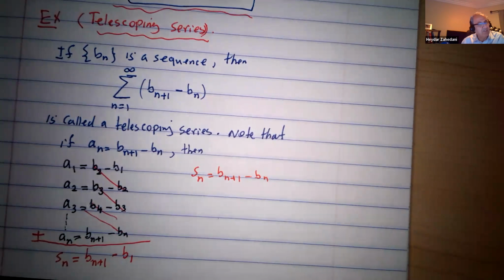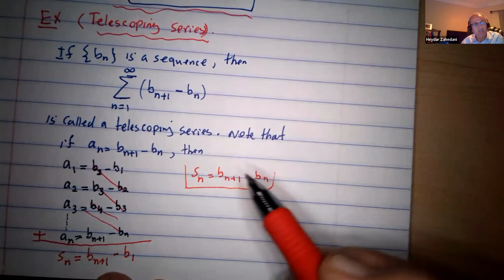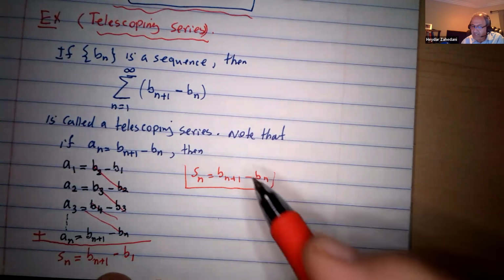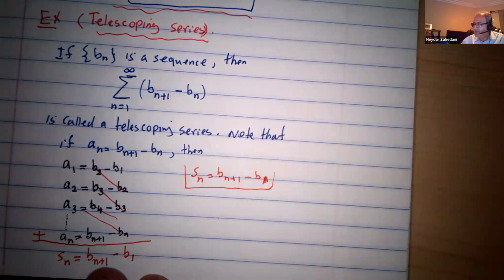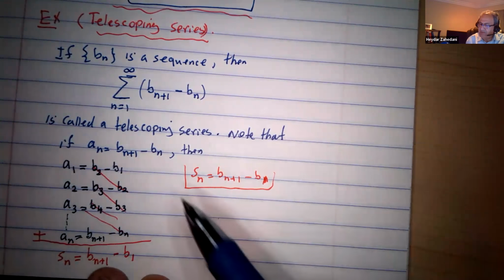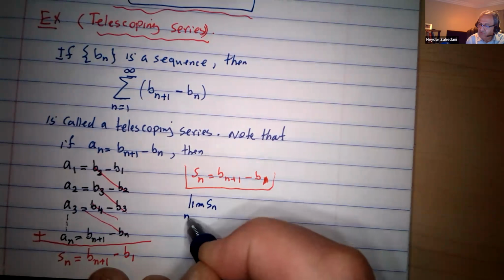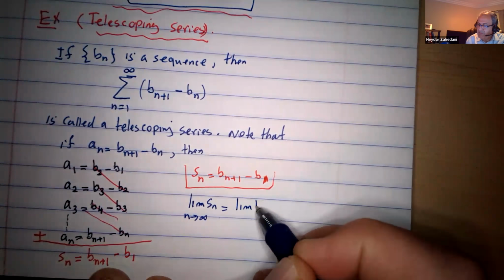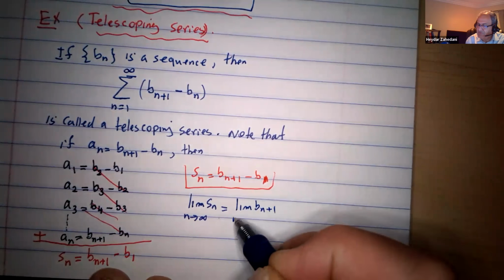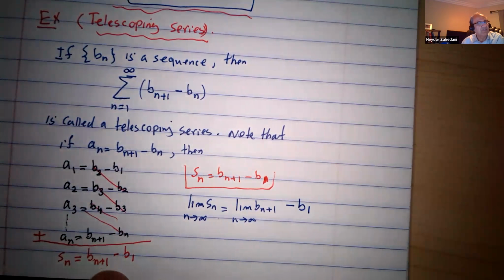Easily we can find the limit of the Sn. As soon as you form this, it depends on the Bn, sorry, that's a B1. So in practice, define the limit. The limit of the Sn when n goes to infinity would be what? It would be the limit of Bn plus 1 as n goes to infinity, and that B1 would be just a fixed number. That's it.